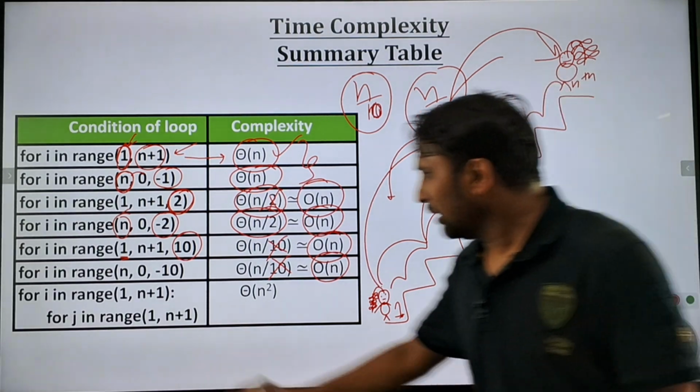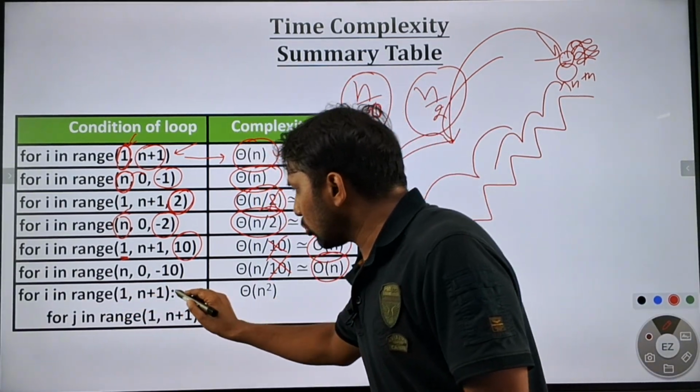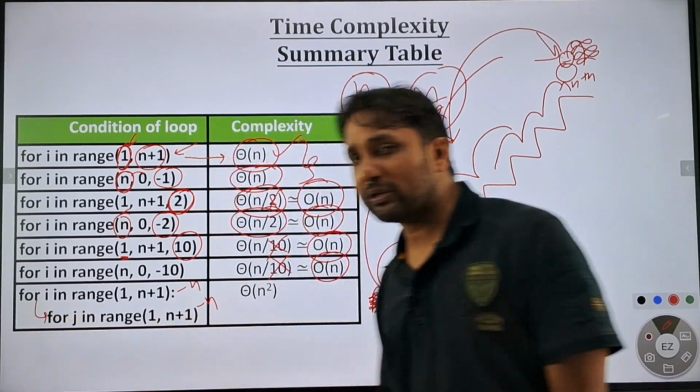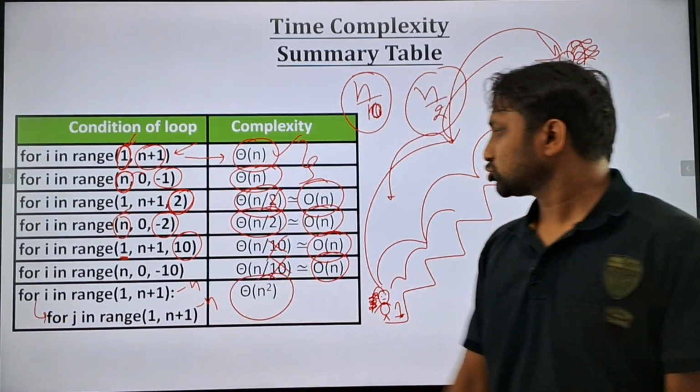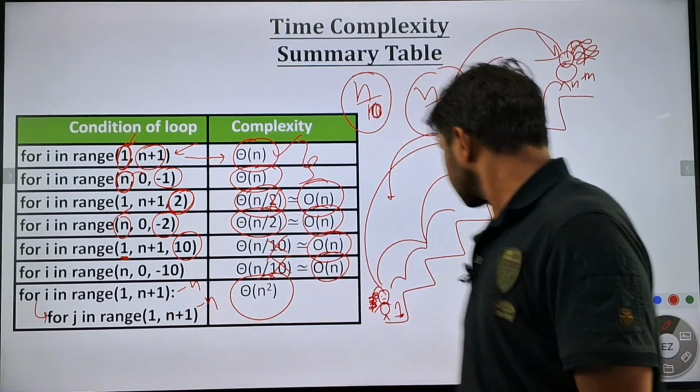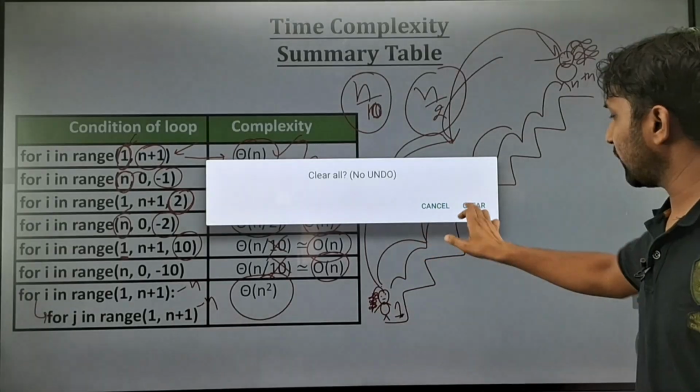Okay, fine. There is a loop inside a loop, the outer loop is taking n, the inner loop is also taking n. So we multiply when there is a loop inside a loop. Time complexity is n square. So these are some of the functions we have covered while measuring the time complexity.